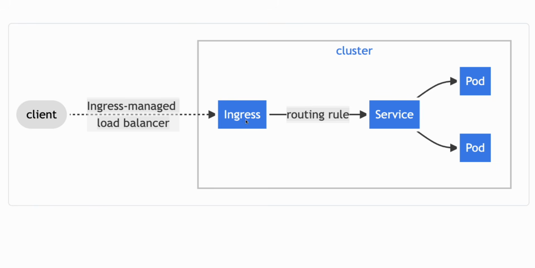Because if we are not using Ingress, then the user will be directly communicating with the service, and then the pod will do its work. But now we have Ingress, so it does all the stuff and directly navigates the user to the particular service.